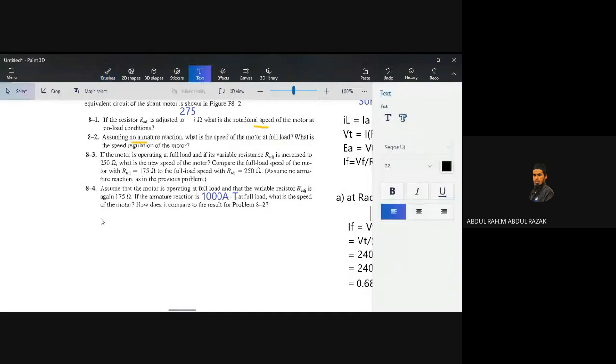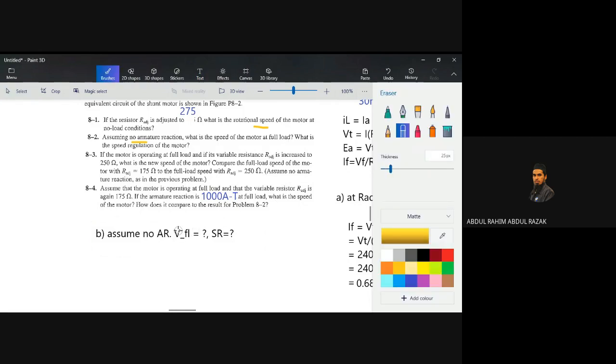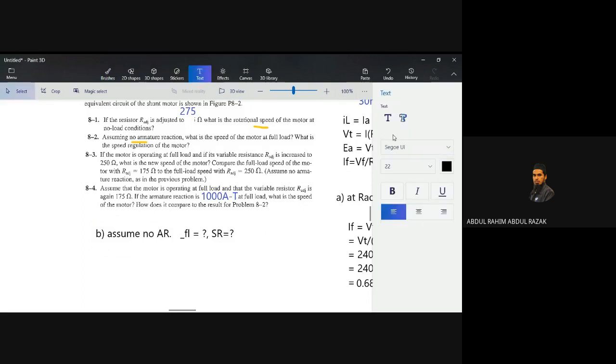So for B, assume no AR. What is the speed at full load, and also the speed regulation? Rewrite the question in your own statement that you can understand, so you don't have to cross-check or refer again to the master question. So not the voltage, but speed, sorry. It should be speed at full load.